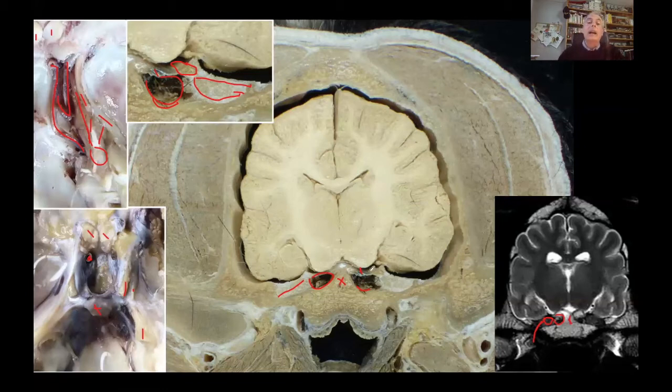Maybe it's the abducent cranial nerve. Remember the location of the abducent cranial nerve, right? The abducent. So these are nerves that have to go rostrally, right?